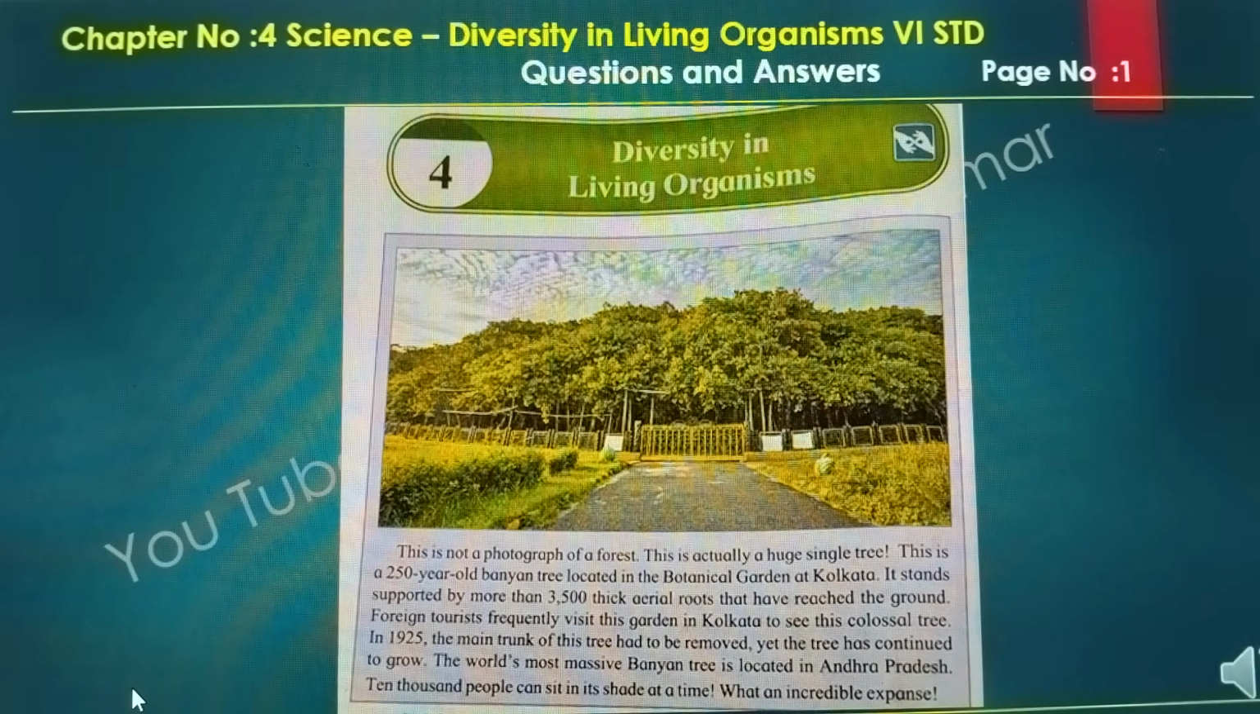This is not a photograph of a forest. This is actually a huge single tree. This is a 250 years old banyan tree located in the botanical gardens in Kolkata. It stands supported by more than 3,500 thick aerial roots that have reached the ground.